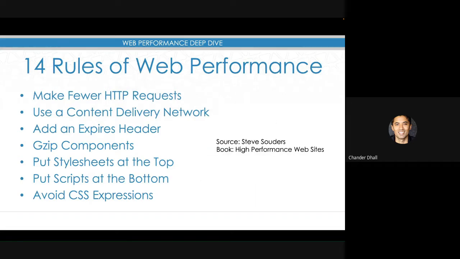So one of the books to read about HTTP 1.1 was 14 Rules of Web Performance. The book was High Performance Websites by Steve Souders, and he says a lot of great things. Over a period of time, people realized that those were great patterns and practices, but then some of it changed down the line. And what does that mean? So for example, right, he says put scripts at the bottom.